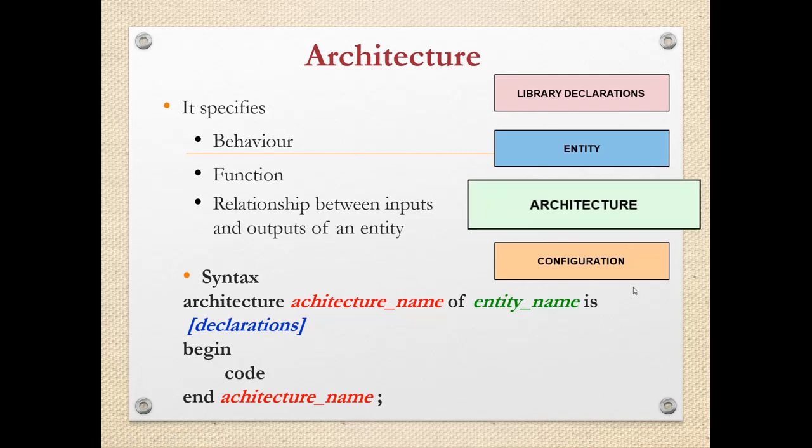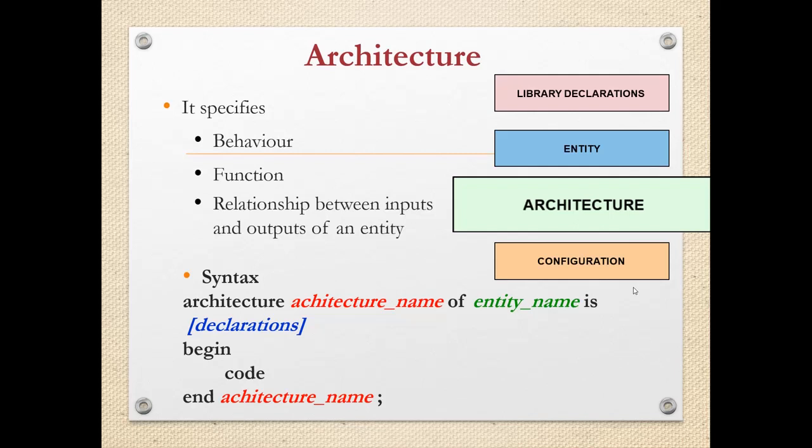Then in the VHDL code, the third part is architecture. It specifies the behavior, function, relationship between input and output of any entity. So this is the main part of the VHDL program, in which we have to write the behavior of the circuit, how it will function, and what is the relation between the different input and output ports which we have declared in the entity.